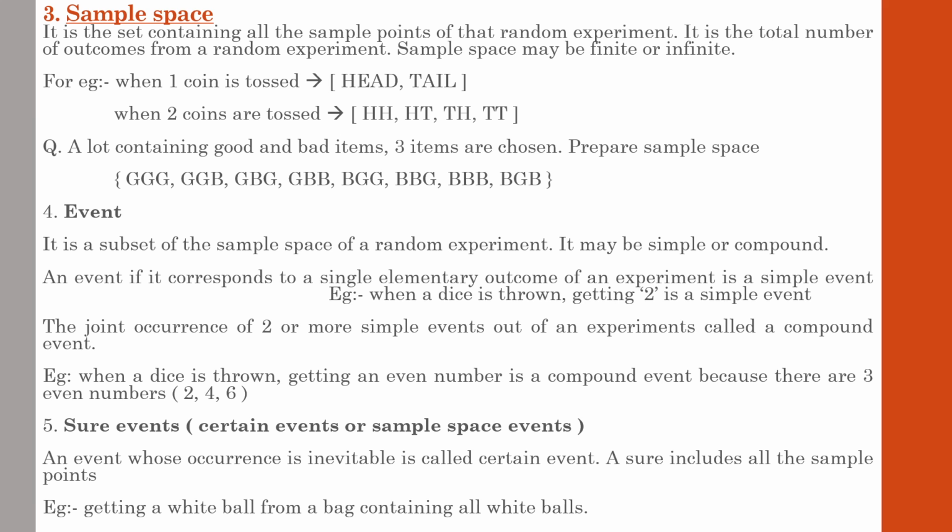Definitely you will get a white ball, because in that bag there is no other color rather than white. So the probability of getting white is sure. Whatever the event that is sure is known as a sure event. In other words, it can be said as certain event or sample space event. So a sure event is therefore the set containing all the sample points of a random experiment, and a sure event is the sample space itself.